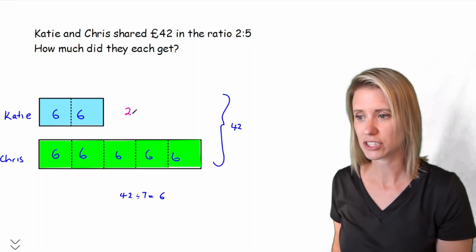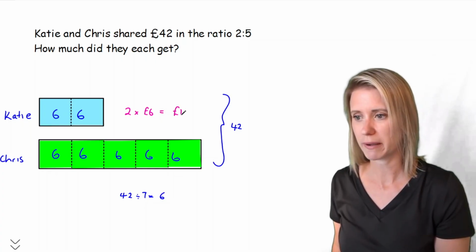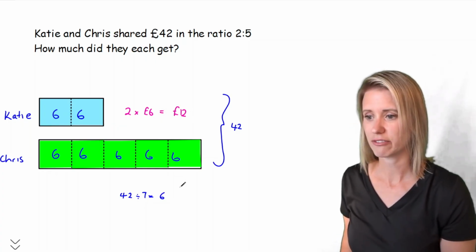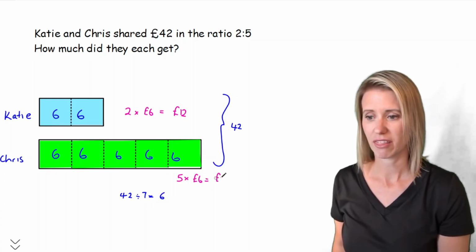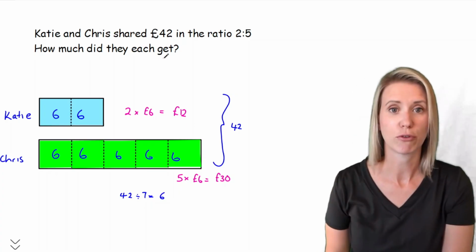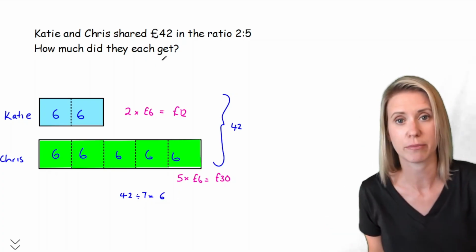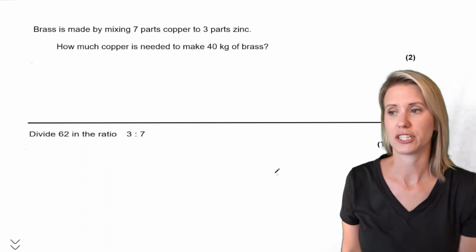So we can write our 6 in each box and then work out in total how much they get. Well, Katie has 2 lots of the £6, which is equal to £12, and Chris has 5 lots of the £6, giving him £30. And in total then 30 and 12 does make 42. So always check they add up to the original. Okay, so here's an exam style question based on this.